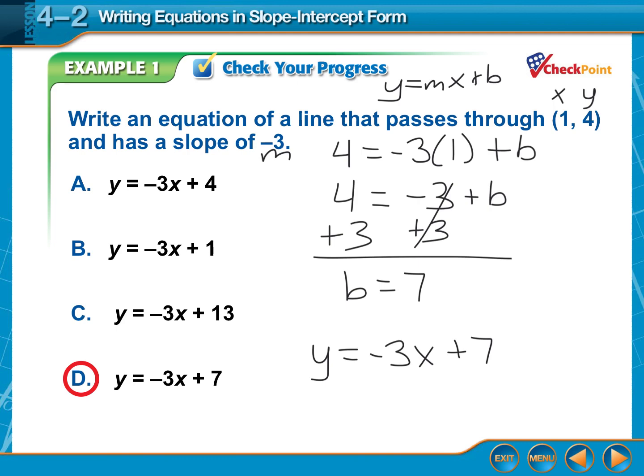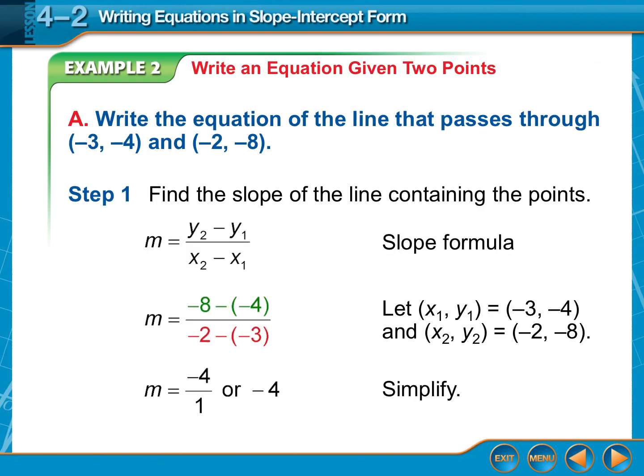Questions when you're given 1 point and the slope? We're good? Okay, now we're going to be looking at given 2 points. Okay, there's just one extra step. What do you think that step is?